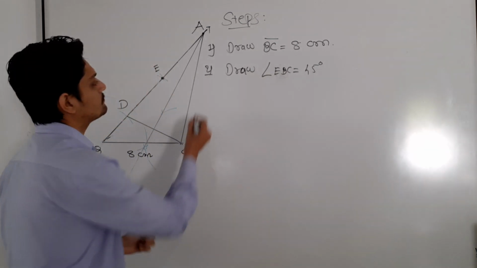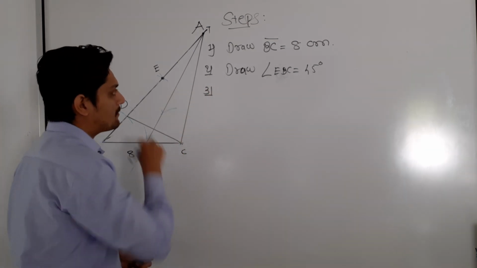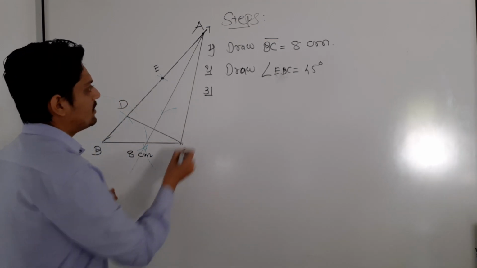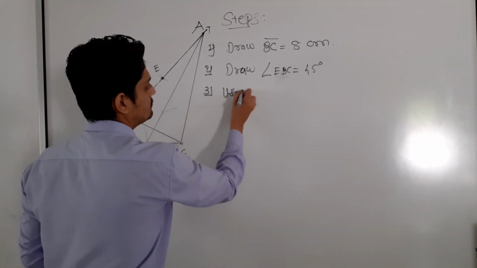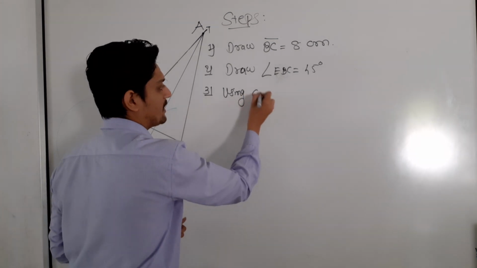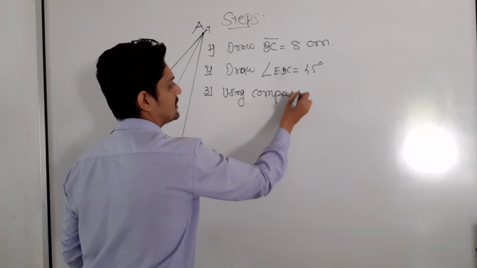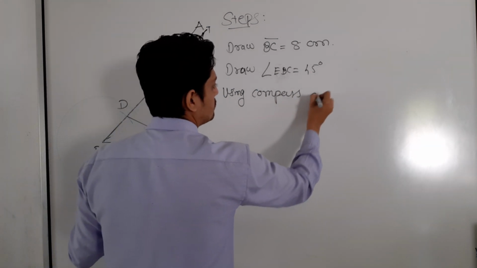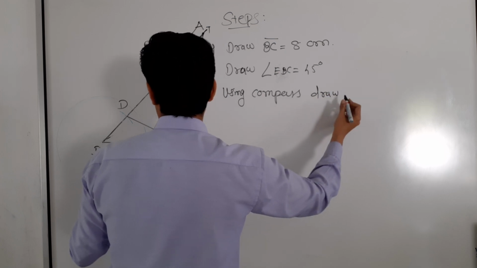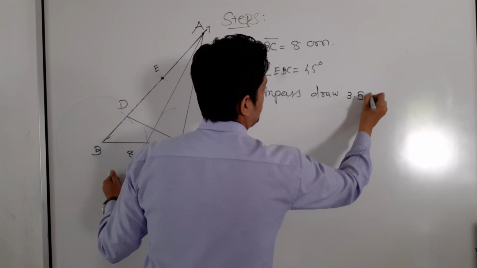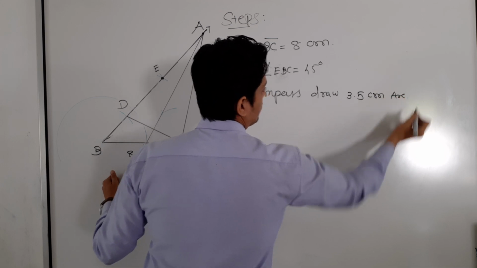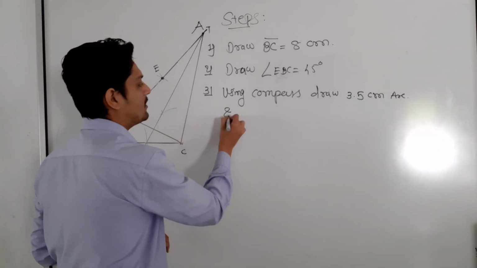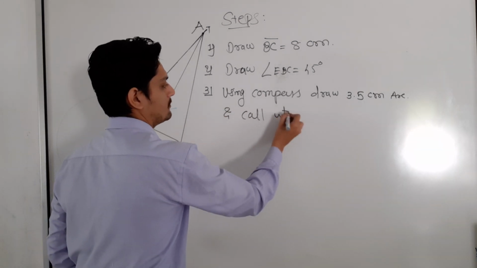Okay, now third point. After that what we have done? After 45 degree, using your compass, otherwise rounder also you can write. Using compass, draw 3.5 centimeter arc, because here we have done that, and call it D.